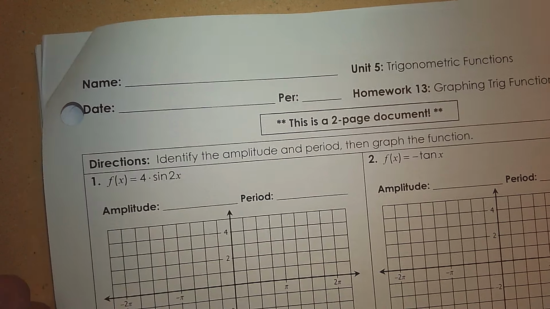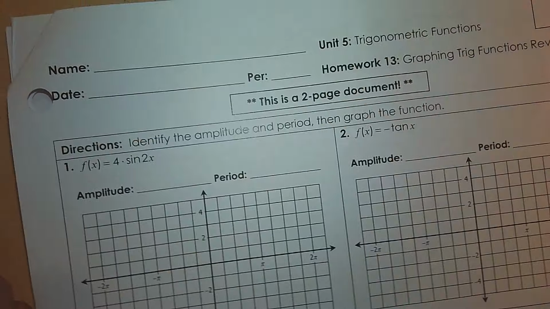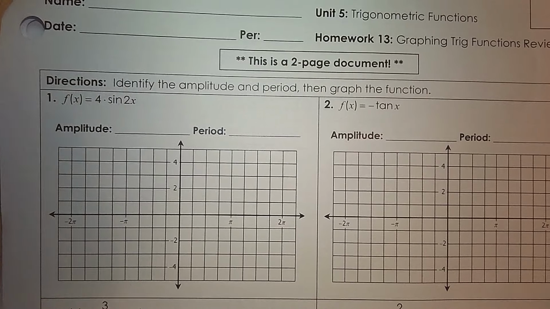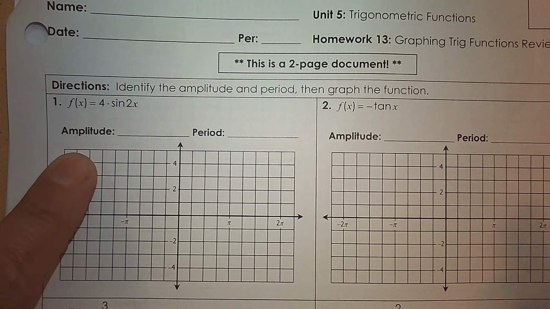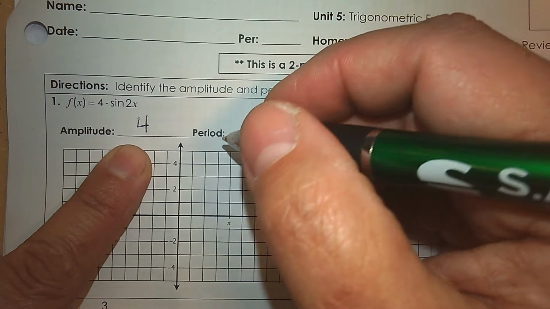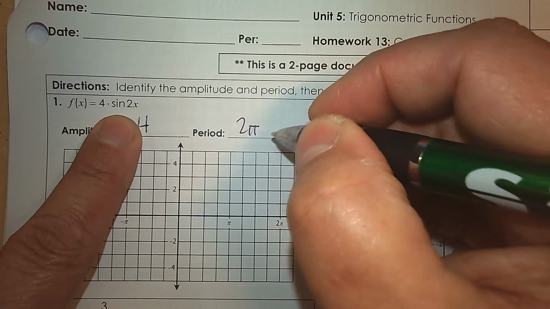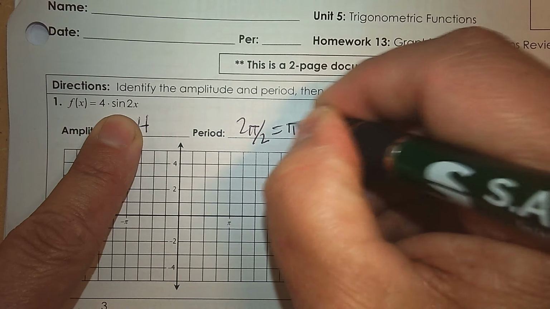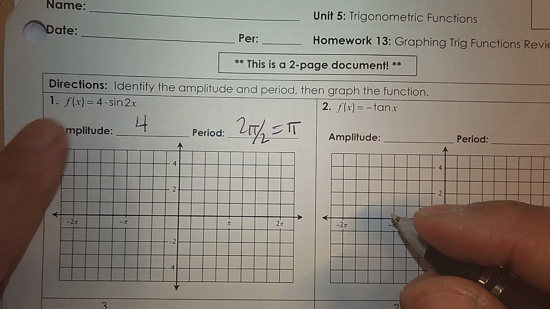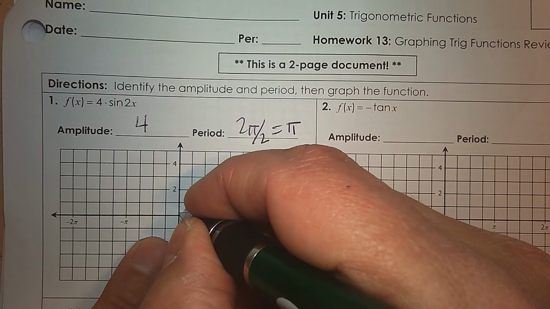All right, so here's your homework on reviewing, graphing any of the six, any transformation. So sine has an amplitude, and it's the number being multiplied in front as a positive number. The period would be 2 pi, but inside we need to undo it, divided by 2, so our period is pi.